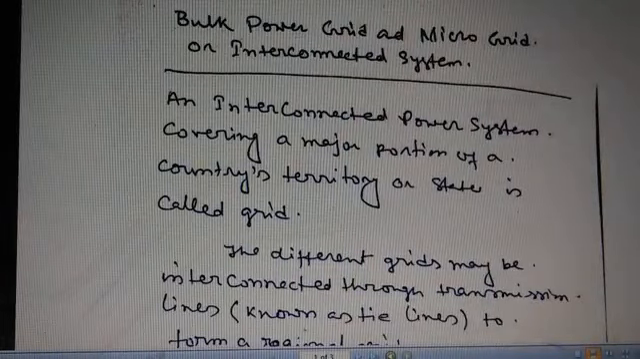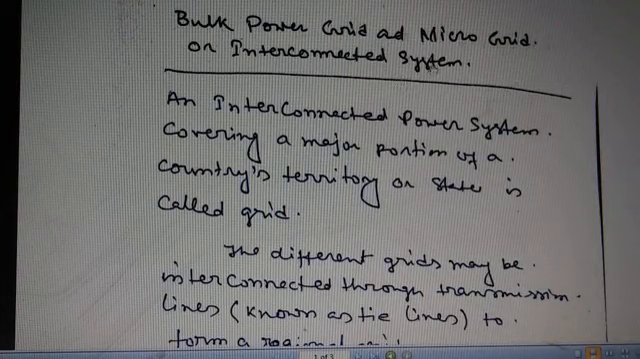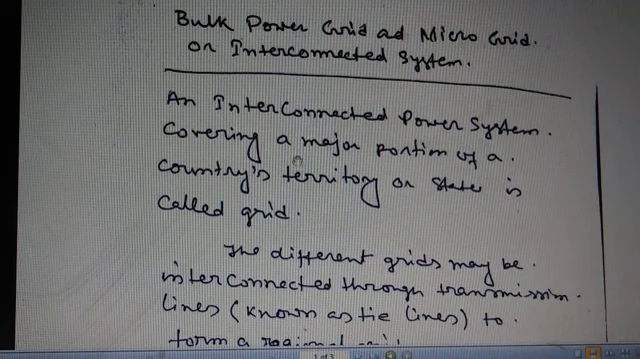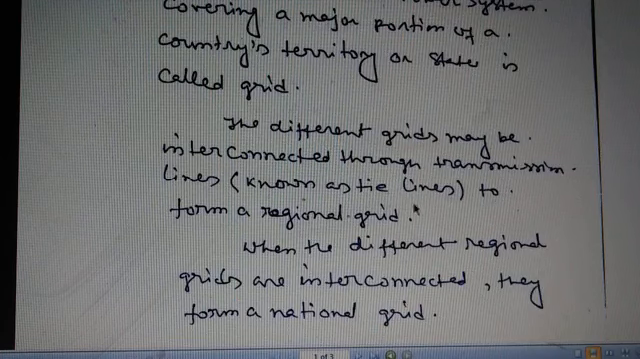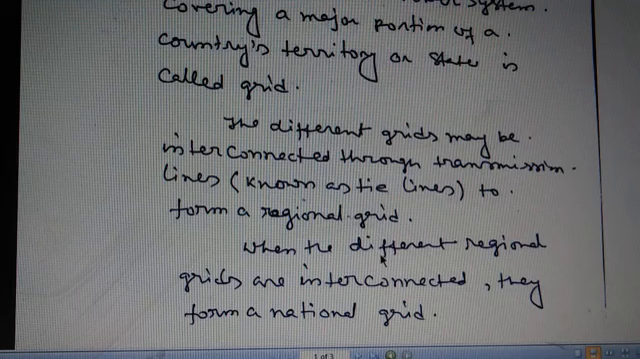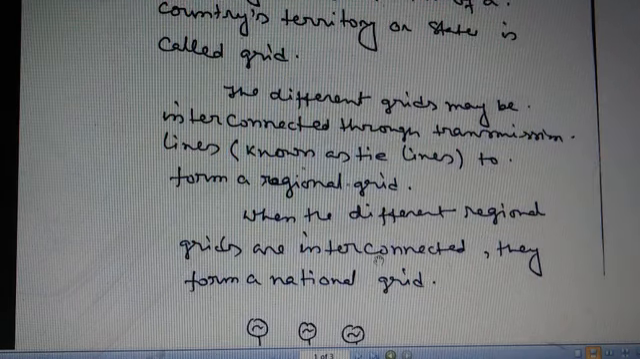In today's class, I will discuss the basic concept of the grid system or interconnected system. An interconnected power system covering a major portion of the country's territory or state is called the grid. The different grids may be interconnected through transmission lines, which are called tie lines, to develop a regional grid. When the different regional grids are interconnected, they develop a national grid.